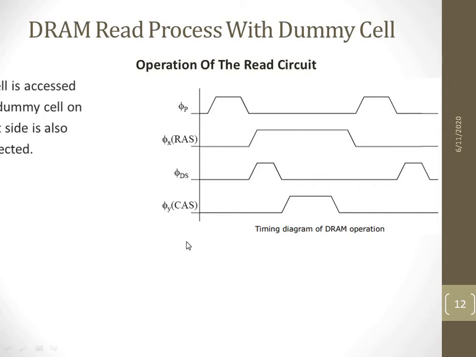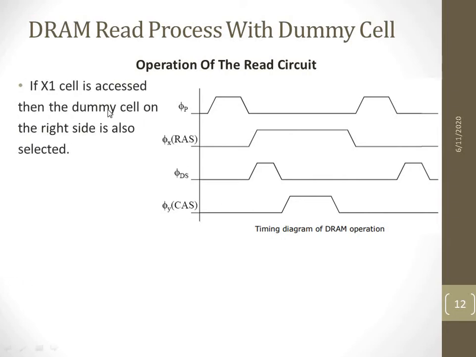So here you can see the read operation. If the X1 cell is accessed, then the dummy cell on the right side is also selected. At this cycle time, the row address strobe line is activated, and the column line is also activated. Then you can see here the read operation. Here again is the read operation. The data which is stored is read after the row address strobe, and you can see here also it is read.